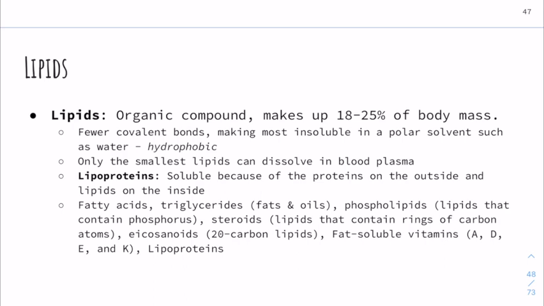Steroids are lipids that contain rings of carbon atoms. Eicosanoids are 20 carbon lipids. And then we also have fat-soluble vitamins. Vitamin A, D, E, and K are all fat-soluble. And we have lipoproteins.